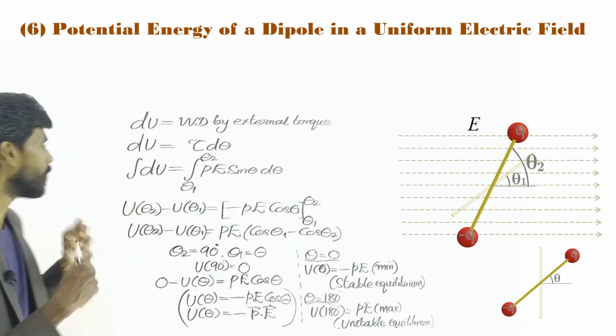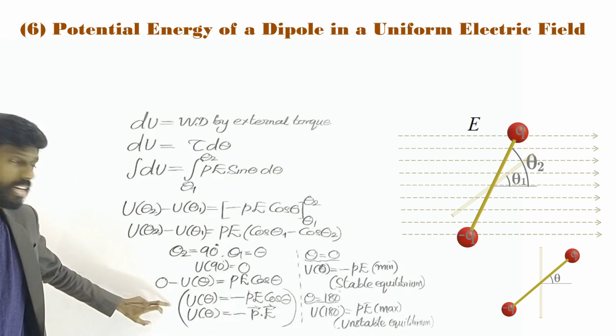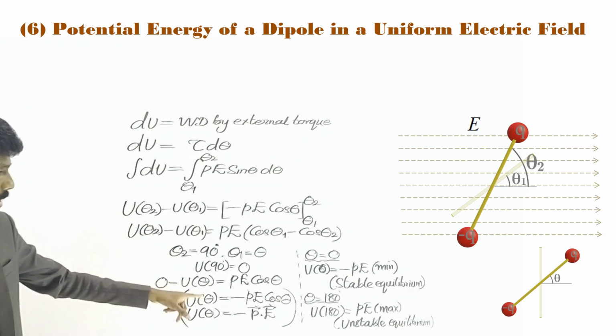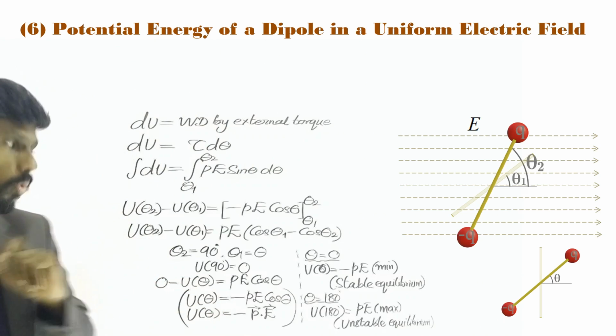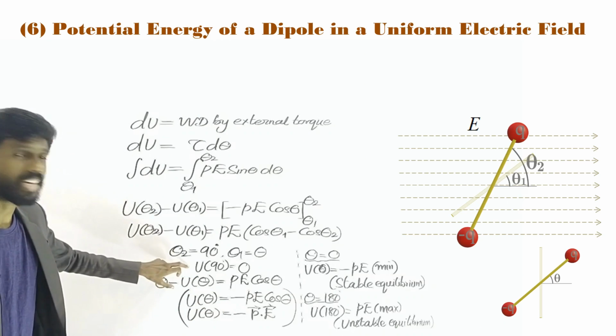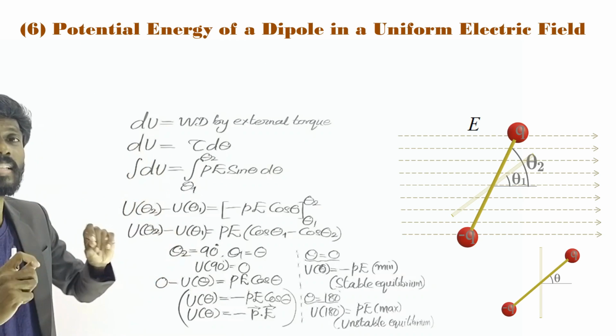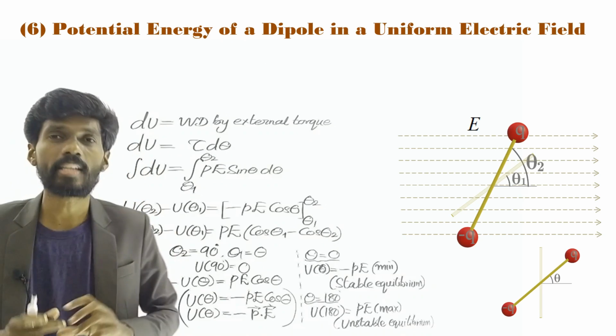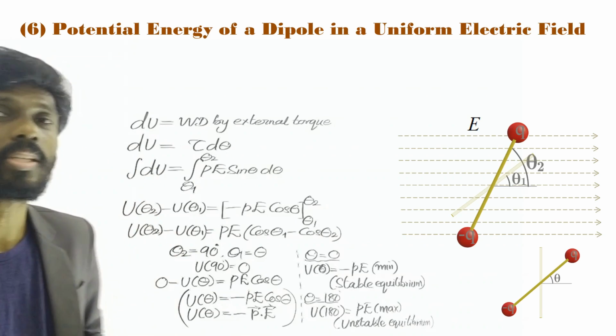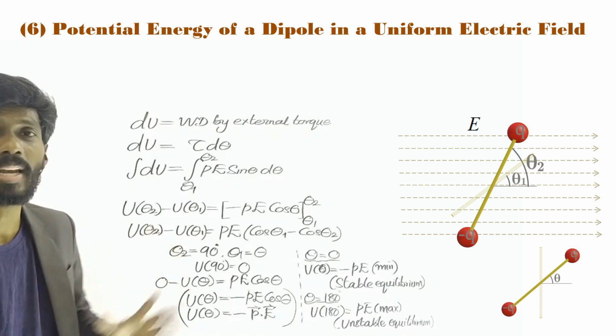Do you understand? So this is the formula for the potential energy at theta, minus Pe cos theta, and the potential energy when theta is 90 degrees is taken to be 0. So that is about the potential energy of a dipole in a uniform electric field.